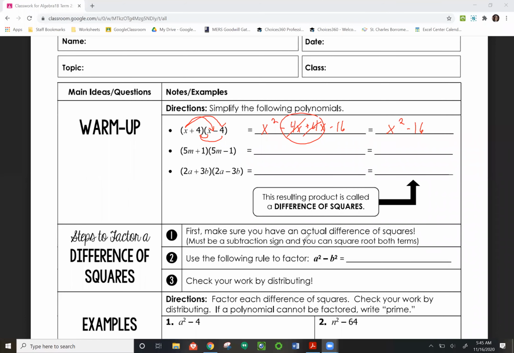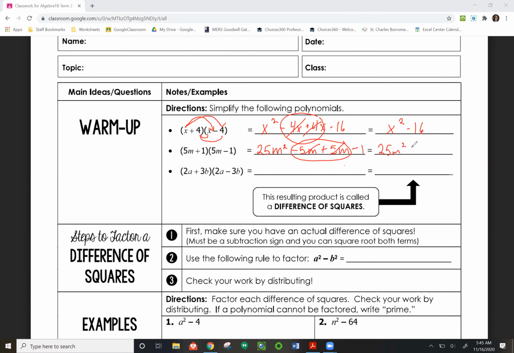Okay, for our next example, 5m times 5m is 25m squared. 5m times negative 1 is a negative 5m. 1 times 5m is 5m. 1 times negative 1 is negative 1. So we combine these two like terms, and they actually end up going away.